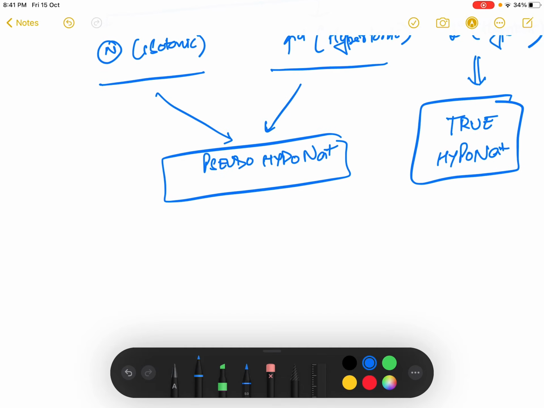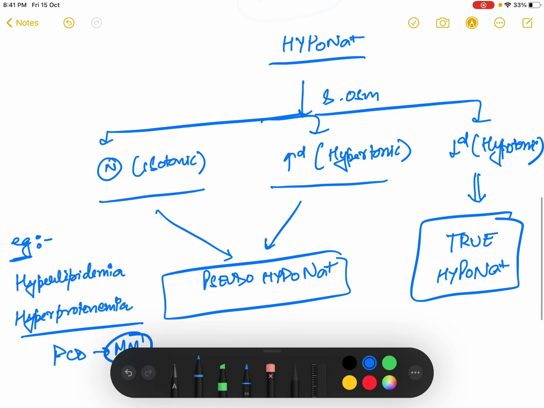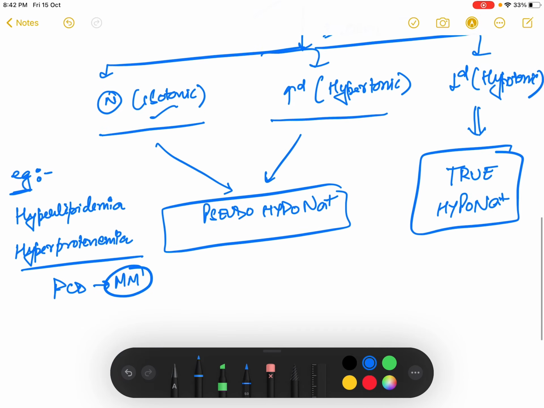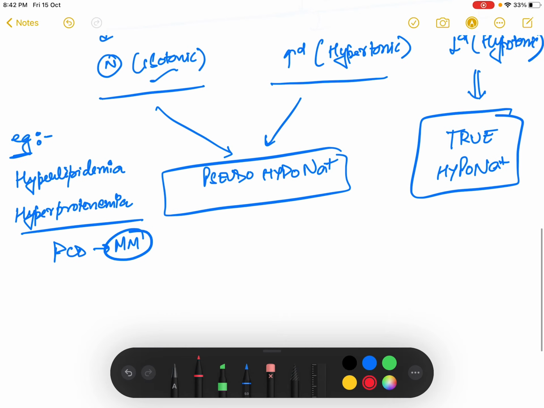If we see the examples, an example of isotonic hyponatremia will be hyperlipidemia. Excessive lipid levels in the body lead to low sodium levels, which are false, pseudo hyponatremia. Or hyperproteinemia, where the first thing which should come to your mind is plasma cell dyscrasias like multiple myeloma. So a patient of multiple myeloma presenting to you with hyponatremia, you should always suspect isotonic hyponatremia.